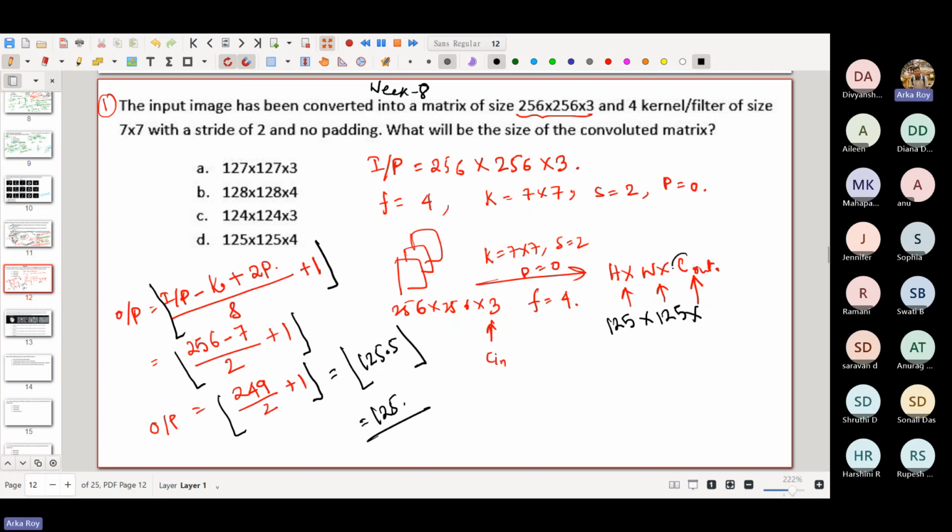Now what will be the value of C out? How many channels will you get after the convolution? Anyone?